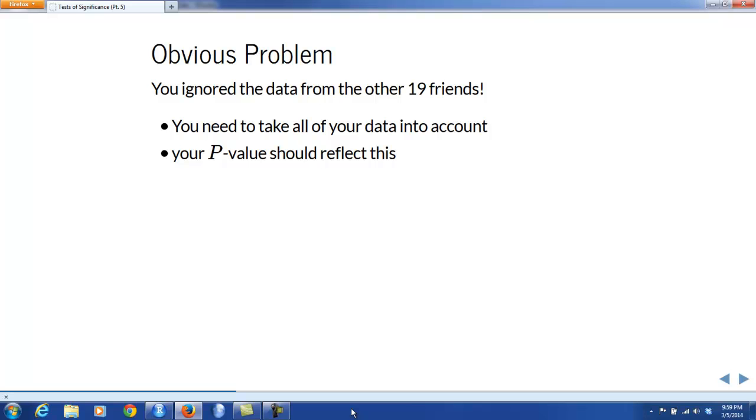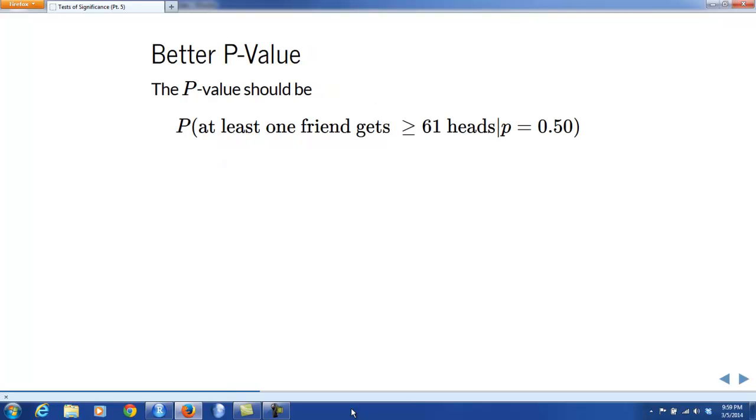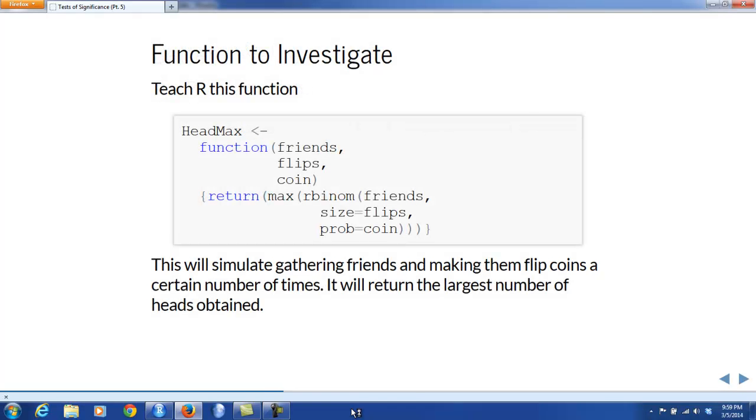Now there's a fairly obvious problem with this procedure. It's simply that you ignored the data from the other 19 friends, many of whom did not have remarkable results at all. You really need to take all of your data into account, and your p-value should reflect this. Let's think a little bit more about it. Really, the better p-value would be the probability that at least one friend out of your 20 gets 61 heads or more if, all the time, for all the friends, the probability of heads was just 0.5. How might we compute such a probability? There's various ways. But here, let's try some simulation.